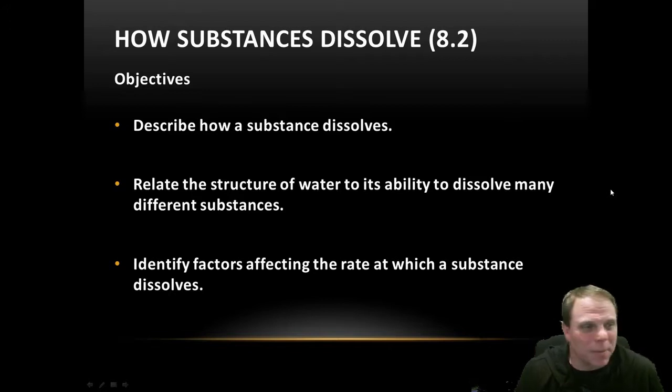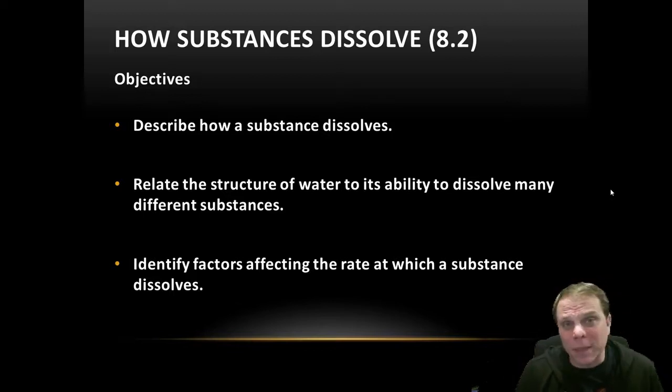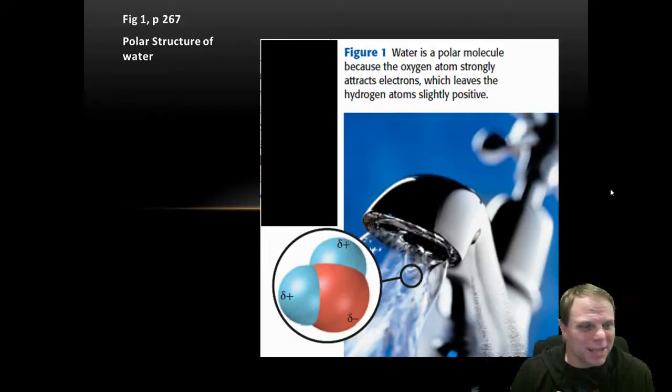This is section 8.2, and let's look at our objectives. Today we want to look at how a substance dissolves, relate the structure of water to its ability to dissolve many different substances, and identify the factors that affect the rate at which a substance dissolves. So first of all, let's look at that structure of water.